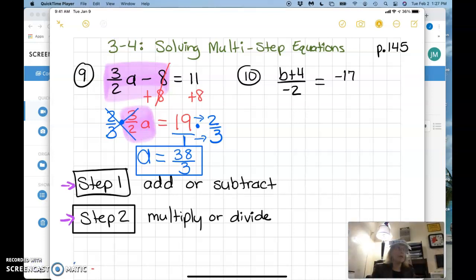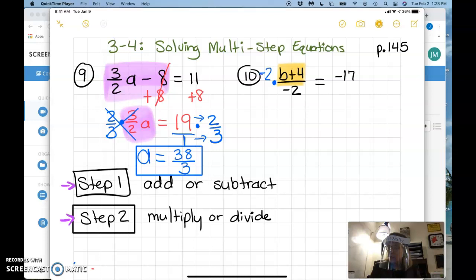Okay, number 10. Number 10 breaks our rules of number 1, add or subtract, number 2, multiply or divide. Because when you have an operation on top of your fraction, you can't just take part of that fraction away on the top part. We can't do the minus 4 right now because that negative 2 underneath is kind of in our way. So on this one, the first thing we have to do is get rid of the negative 2. Fraction means divide, so we're going to do the opposite.